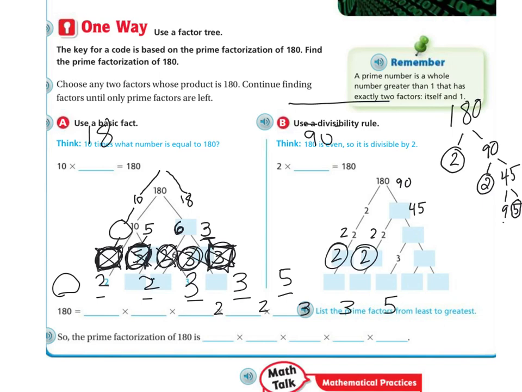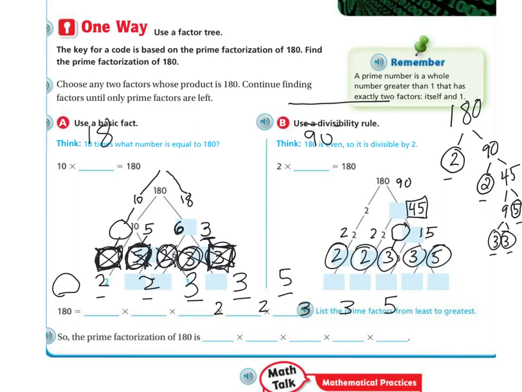And then 9 can be done by 3 and 3, and that would be finished. However, I'm noticing here they want me to divide 45 by 3, which is fine. If I were to do that, 3 times 15 is 45. Again, it's the end of the road for the 3. And if I come over here, I have 15, and 15 can be broken up into 3 and 5. Notice I get the same exact answers here at the end.